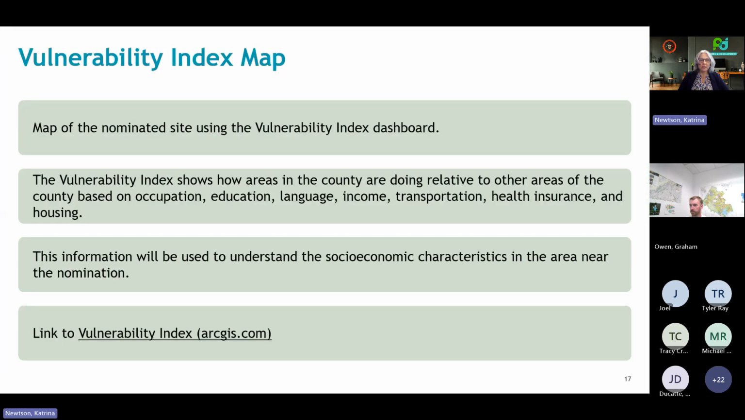Okay, the vulnerability index map. The nominator will need to submit a snip or screenshot of the vulnerability index map for the site and the surrounding area. This will help us reach more vulnerable communities during community engagement and better provide the services people need to participate in the engagement efforts. The map shows how areas in the county are doing relative to other areas, based on occupation, education, language, income, transportation, health insurance, and housing. This information will be used to understand the socioeconomic characteristics in the area near the nomination.